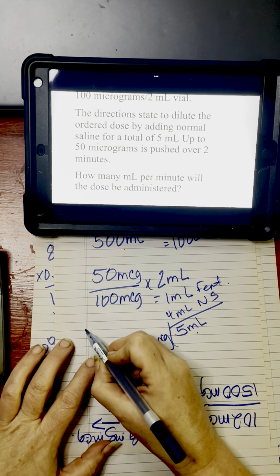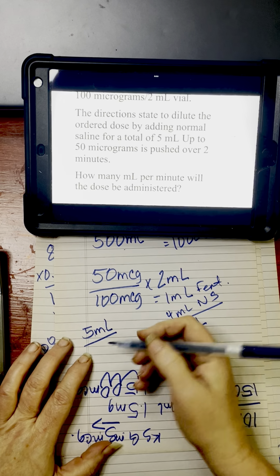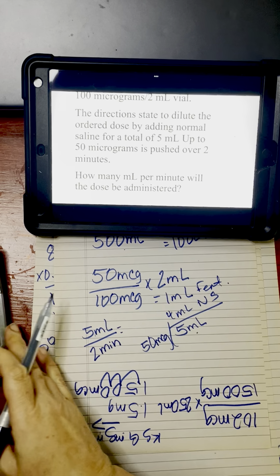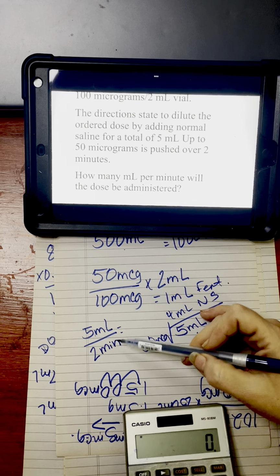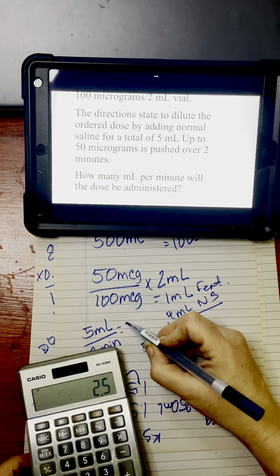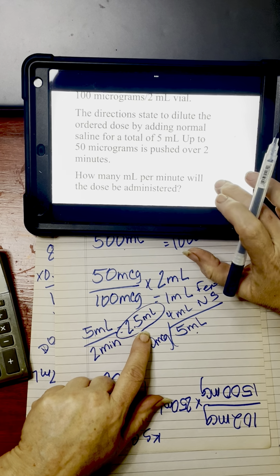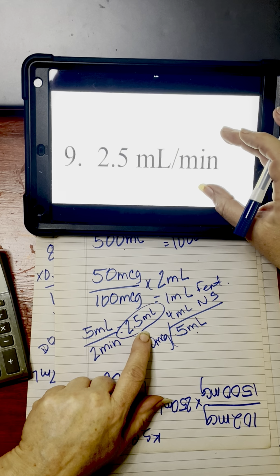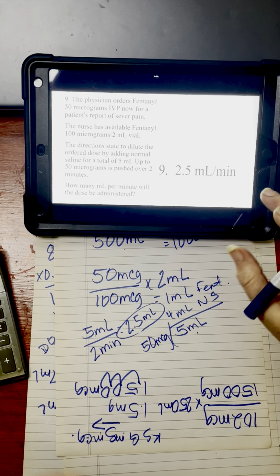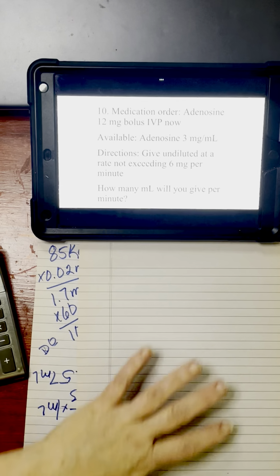So the total volume we have to administer is 5 milliliters. The total time we have to administer it over is 2 minutes. So we're going to do 5 divided by 2. If she wanted you to show her your work, this is how you do that. 5 milliliters divided by 2 means they're going to get 2.5 milliliters per minute. Okay, look, boom. Sure enough, they're going to get 2.5 milliliters a minute. Okay, you like it. Okay, here's the last one.